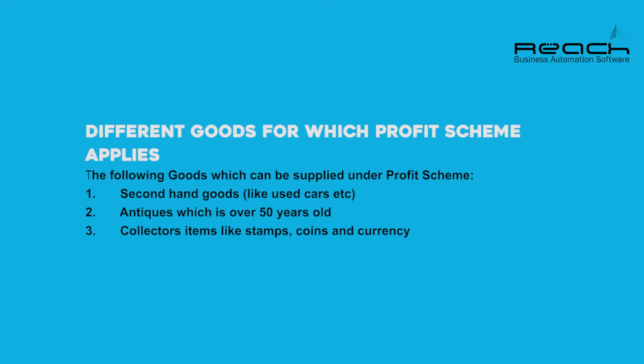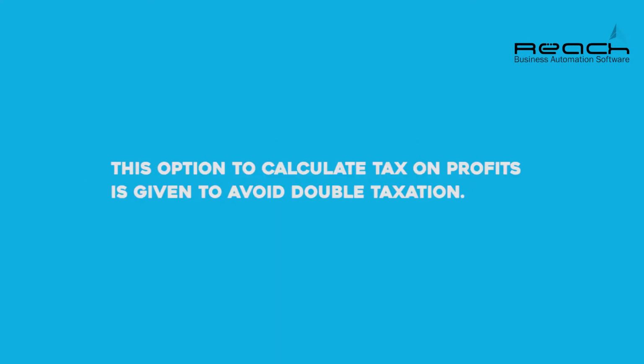Different goods for which the profit scheme applies. The following goods can be supplied under the profit scheme: second-hand goods like used cars, antiques which are over 50 years old, and collector's items like stamps, coins and currency. This option to calculate tax on profit is given to avoid double taxation.